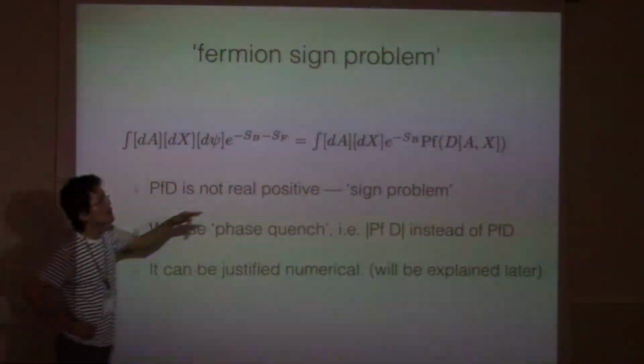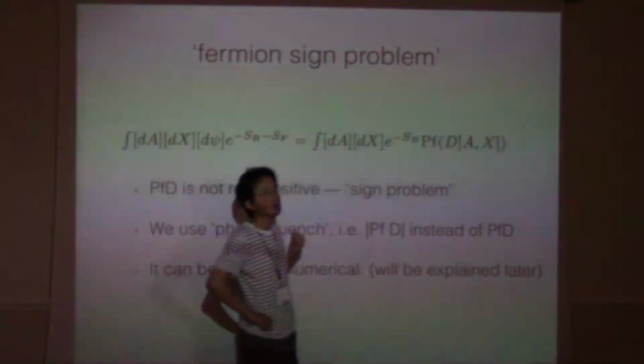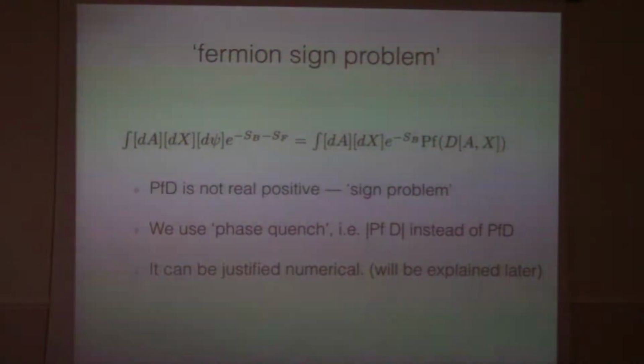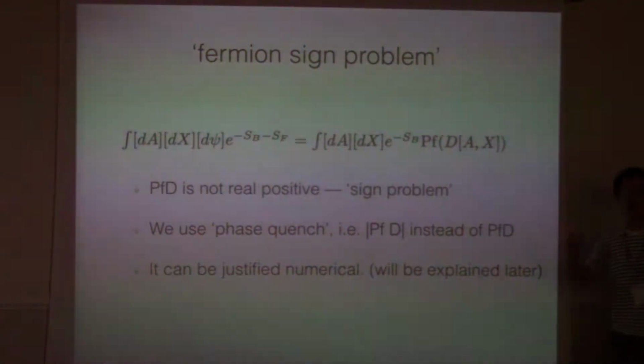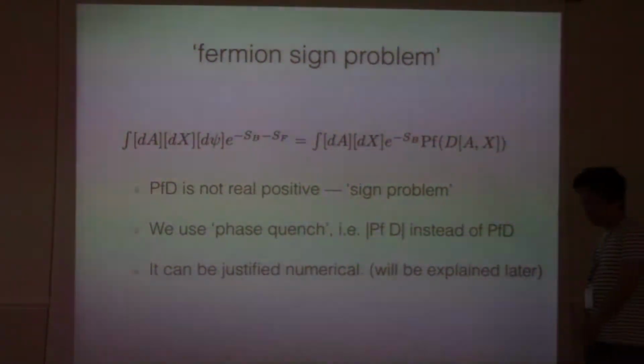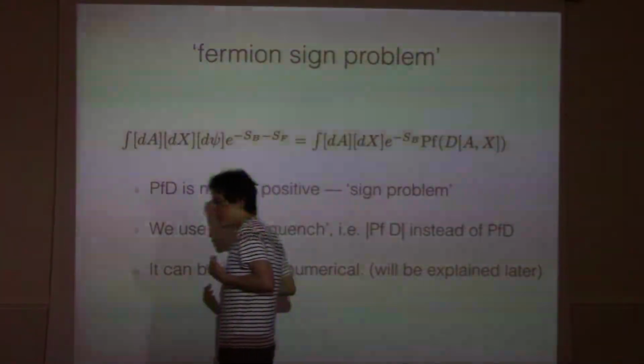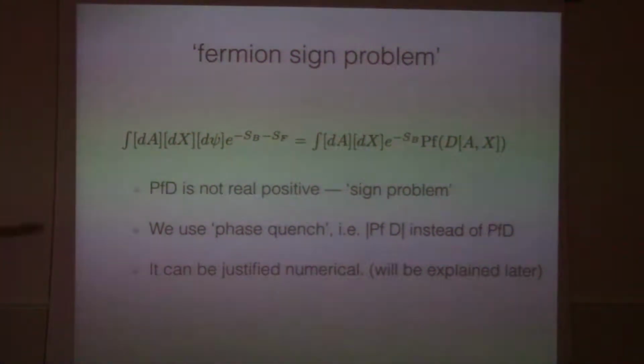Because the Pfaffian is not necessarily real positive, we cannot directly use Markov chain Monte Carlo. We use the so-called phase quench approximation, which means instead of the Pfaffian, we just use its absolute value and throw away the phase factor. In general, such an approach doesn't work. For example, in finite density QCD, if we do the same thing, we get the wrong result. But as I will explain later, in this case we can justify this approximation numerically, and we get the right answer.